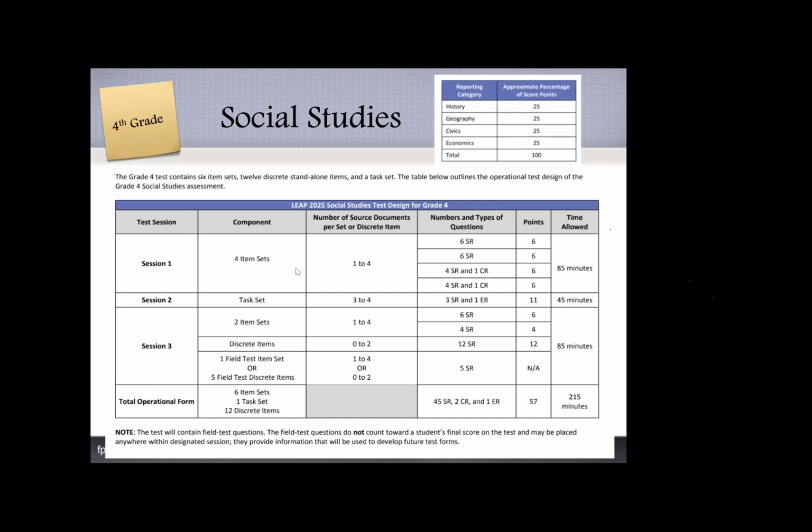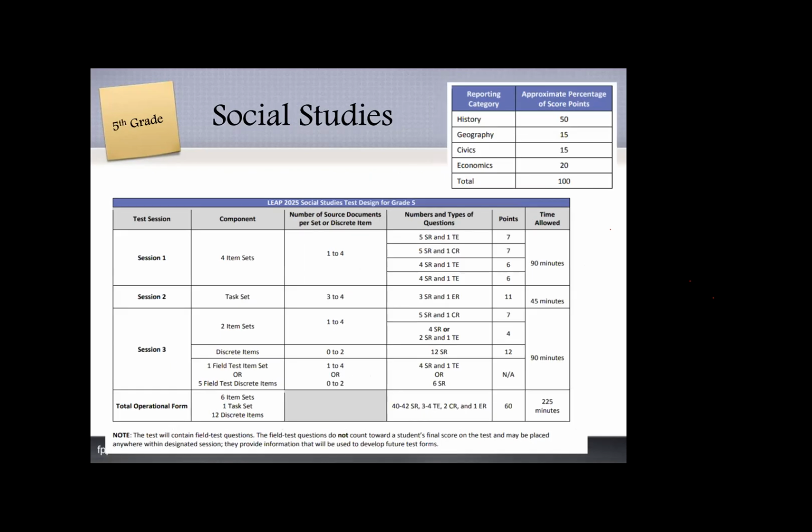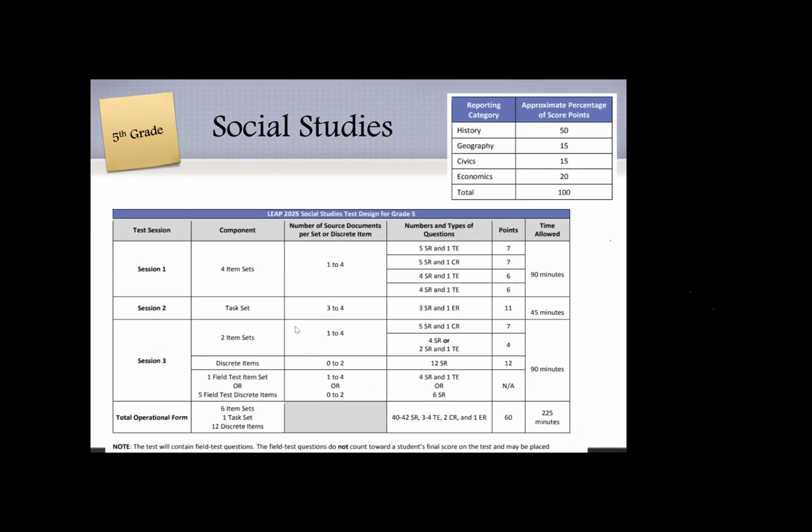5th grade is where we're going to see a little bit of a change here. So with history, it's going to be 50%, geography and civics are each going to be 15%, and then economics is going to be a total of 20%. And again, you'll see that the time allowed is going to change, but that's where the test is going to be composed from.